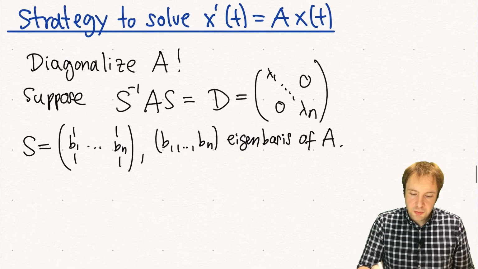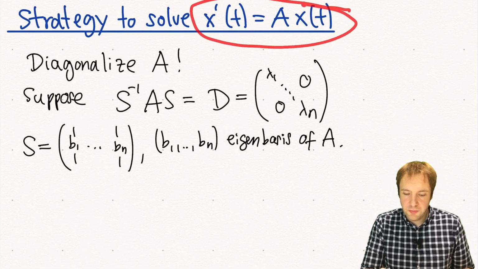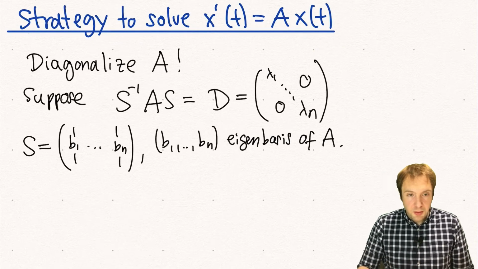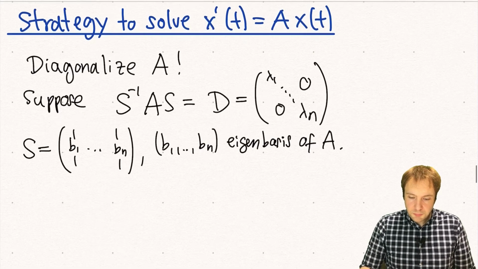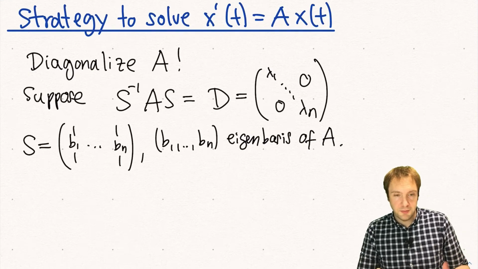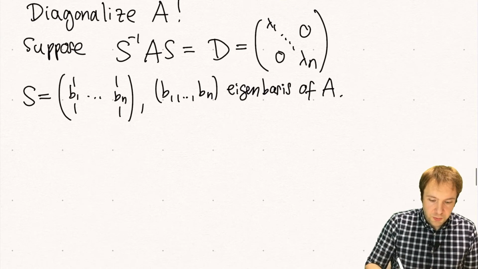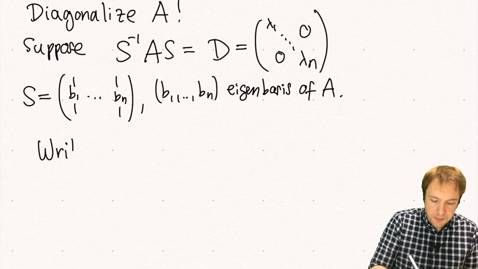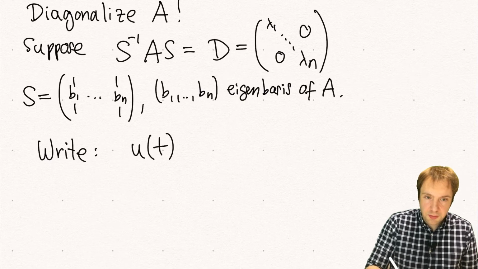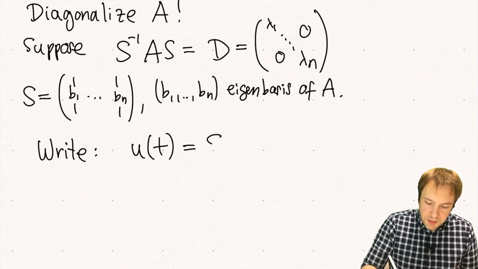Now, how does this help us to consider this dynamical system here? Well, we want to rewrite this dynamical system as another dynamical system. So what we do is define a new function, u of t, to be S inverse times this vector x of t.